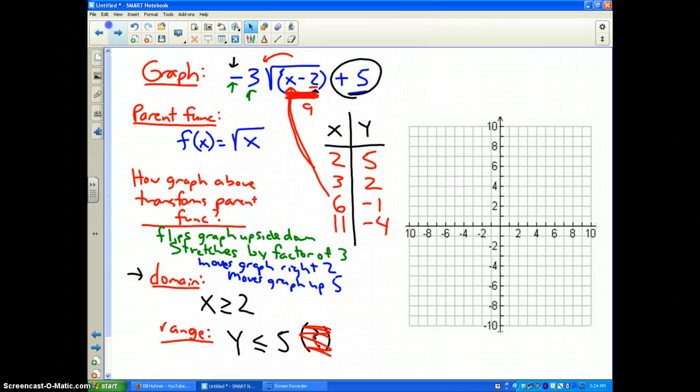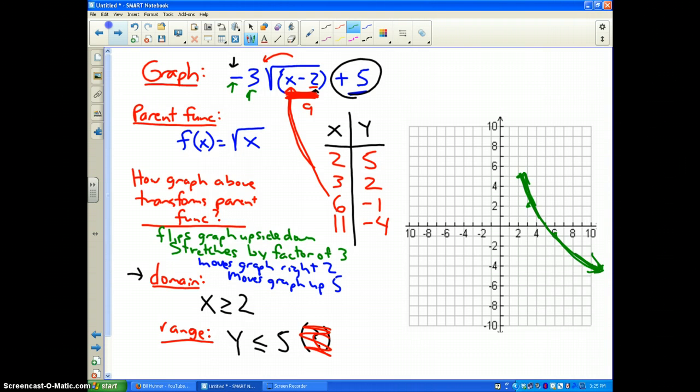Now let's plot that. Let's see. 2, 5 would be right here. Then 3, 2, which would be right there. 6, negative 1, which is going to be right there. And 11, negative 4 is going to be way off the chart right here. So our graph looks like it got flipped upside down, and it goes like this, starting right there, as best I can do.